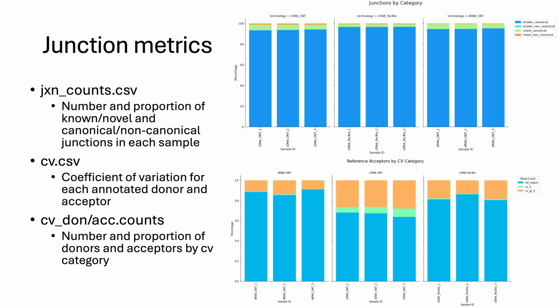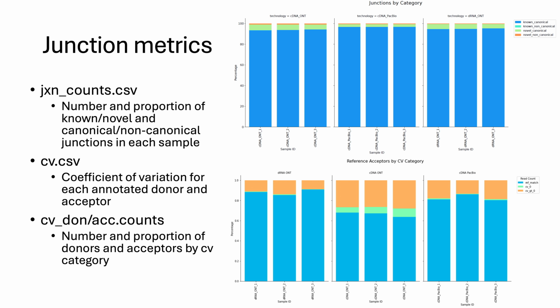Junction metrics in SQANTI-reads are summarized in 3 main files. The first is junctioncounts.csv, which reports the number and proportion of junctions in each sample split into known versus novel and canonical versus non-canonical. This is shown in the top plot. The large blue bar represents known canonical junctions, while the smaller colored bars capture non-canonical and novel junctions.